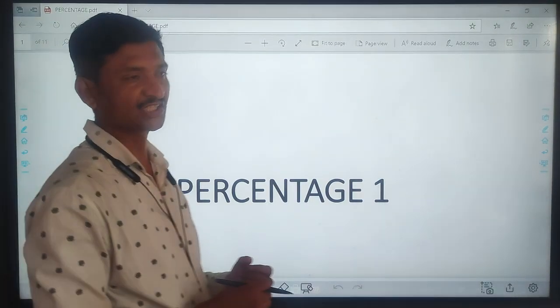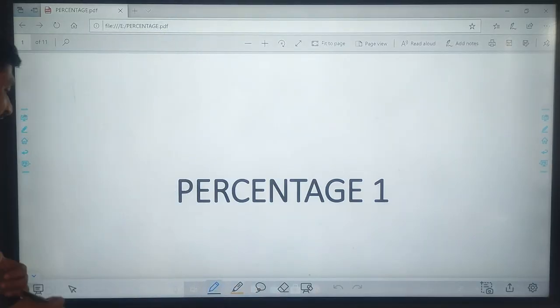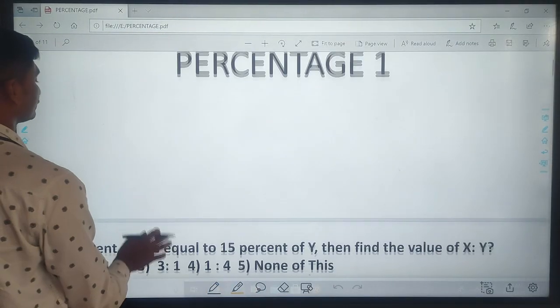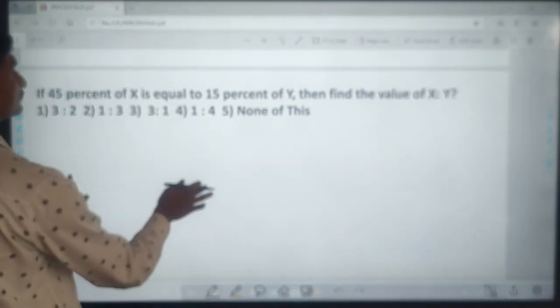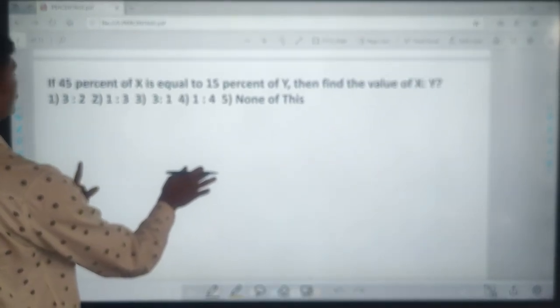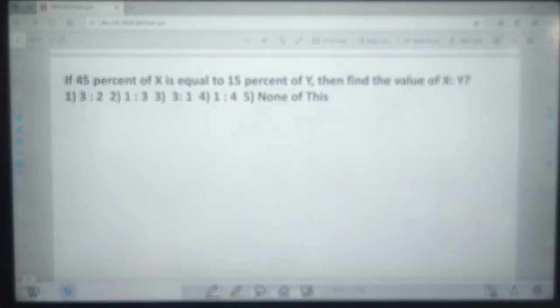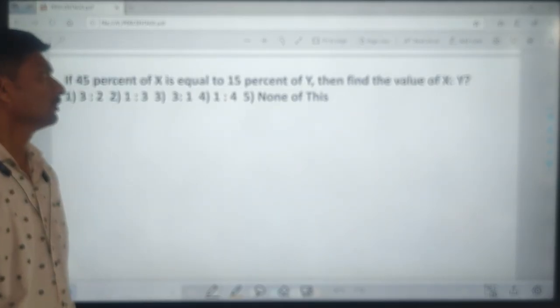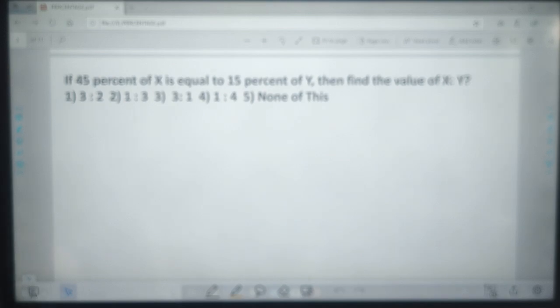Today we discuss the topic of percentage. Now see the examples. If 45% of x is equal to 15% of y, then find the value of x as to y.